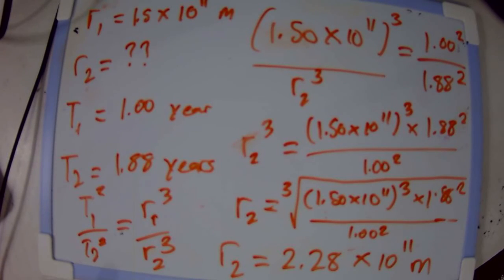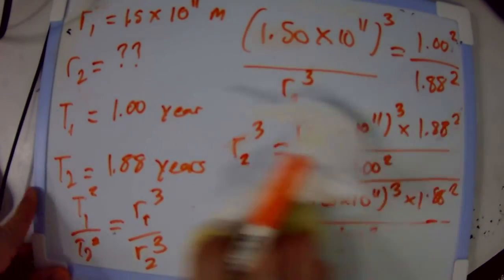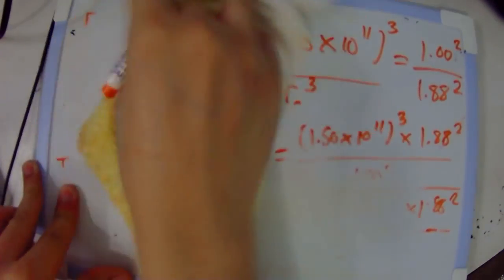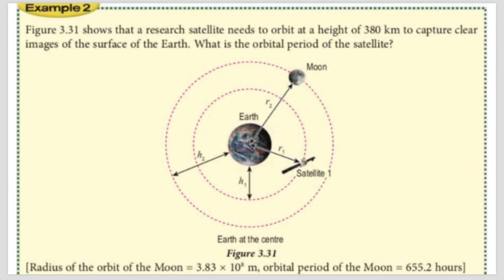First, we need to see what information we have. First, we need to clear out the whiteboard. Let's see what information we already have. So I'm going to go back to the question. The first information that is given is the radius of the orbit of the moon. So R1 and R2 is given.